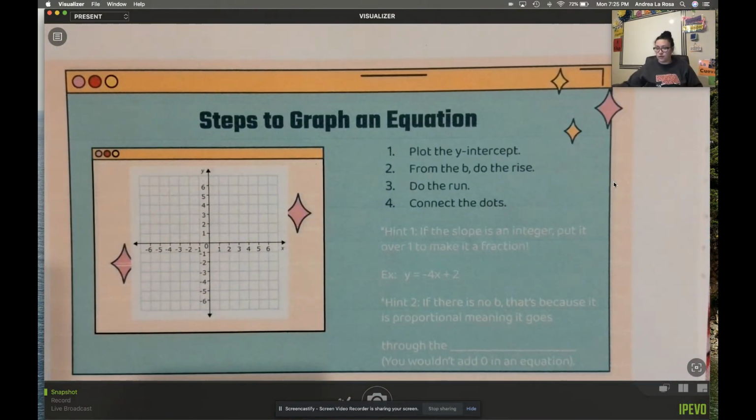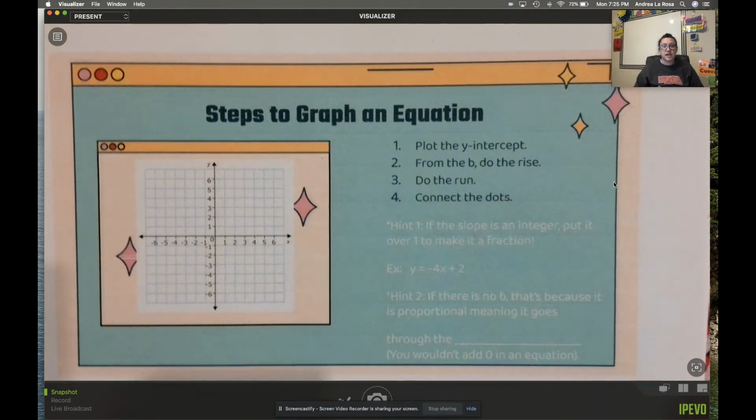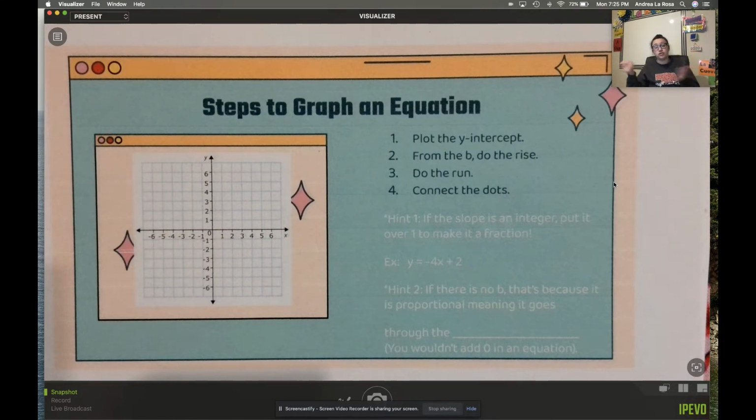So there's a little review of that for us. Now we're going to go over how to graph an equation. They give us y equals mx plus b. Where do my points go? How do I do that?